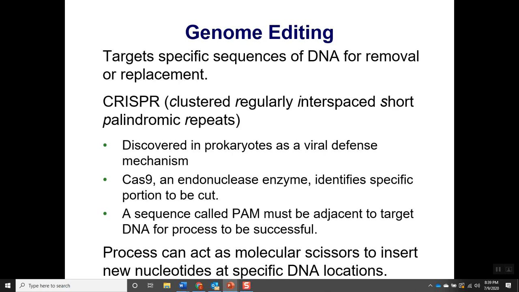Cas9 is an endonuclease enzyme that identifies specific portions of DNA to be cut. And a PAM sequence must be adjacent to it in order for the process to be successful. But what you can think about CRISPR is a little tiny molecular pair of scissors, just like our restriction enzymes, that cut out specific stretches of DNA.